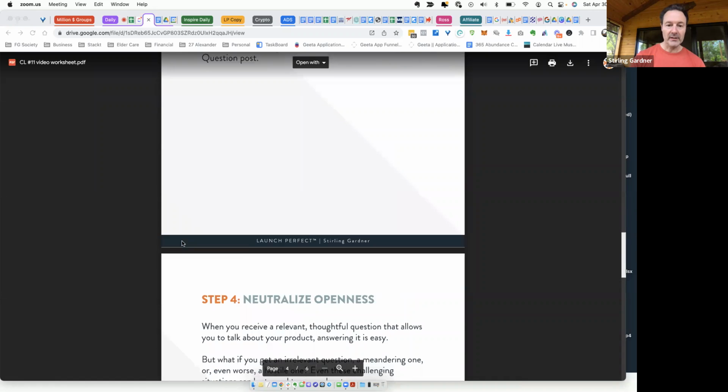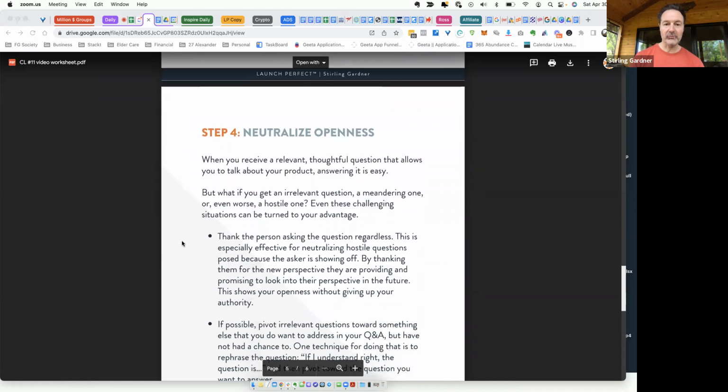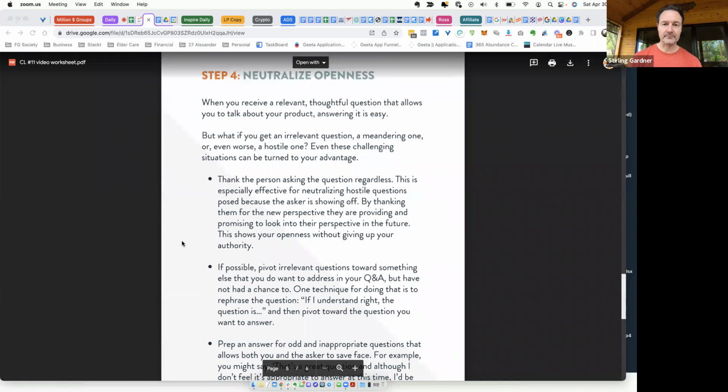All right. Step 4 is to neutralize your openness. What does that mean? When you receive a really thoughtful question that allows you to talk about your product, answering is super simple, right? It's fun and it's easy. But if you get an irrelevant question or somebody who's meandering, or even worse, somebody comes at you hot, hostile, they may not like something that you said, they might just be in a bad mood, whatever the case may be, you want to thank the person regardless of what they're talking about.